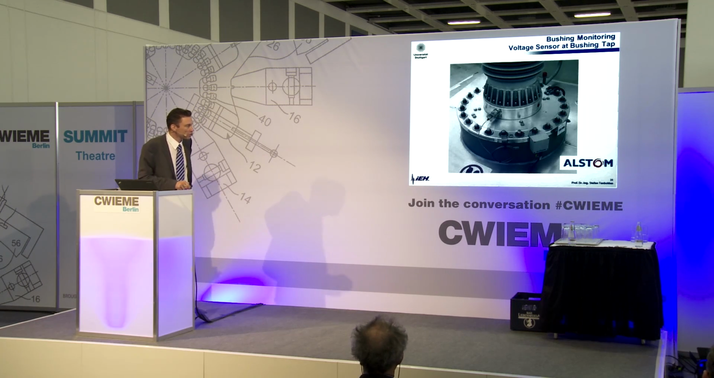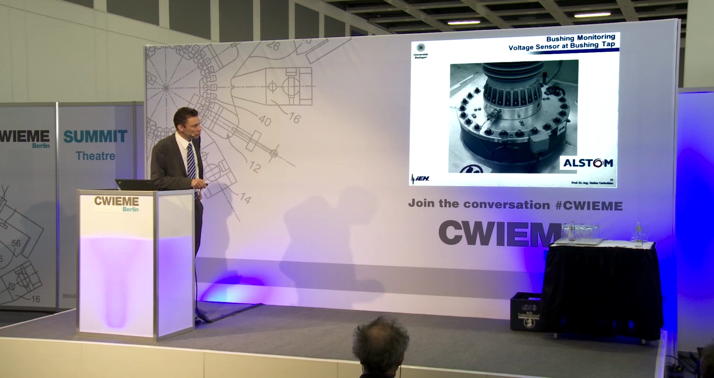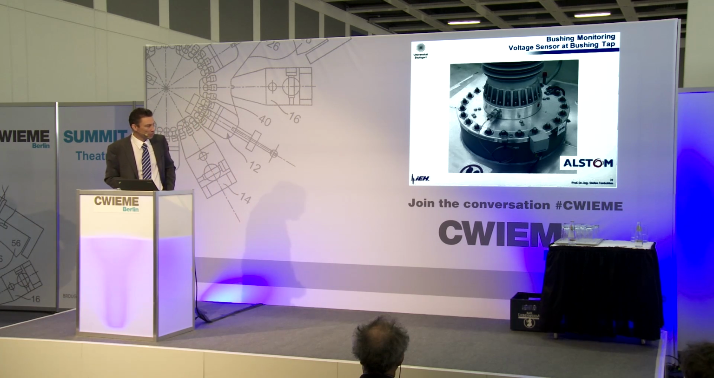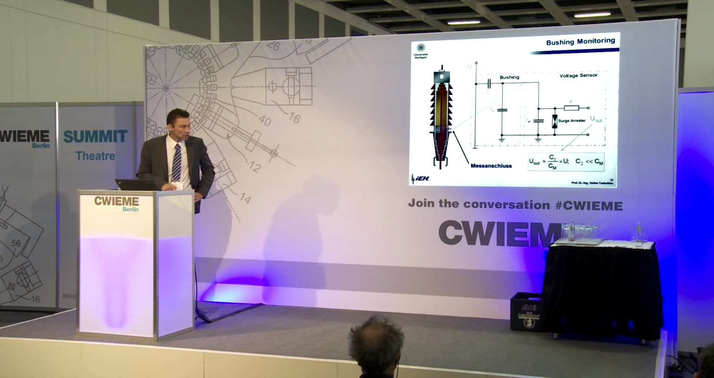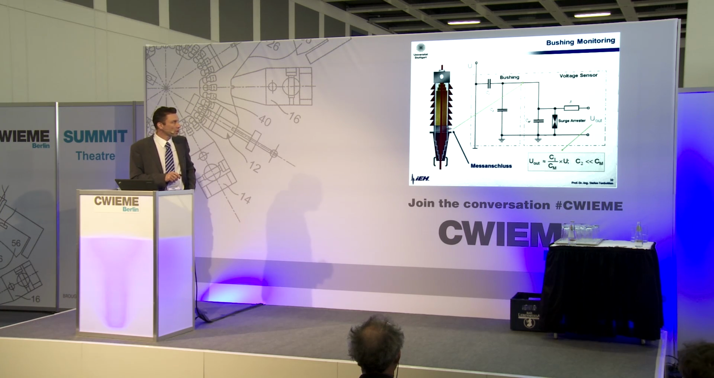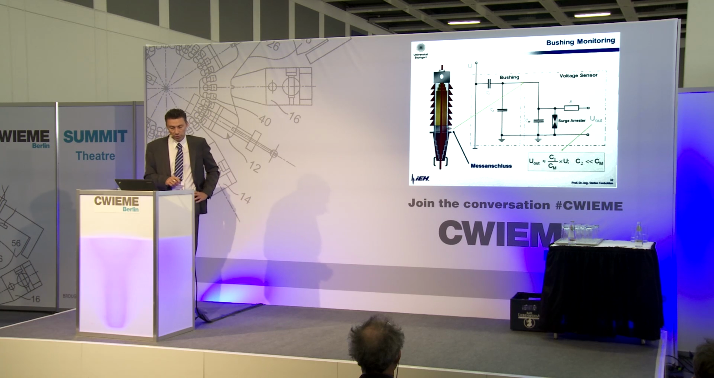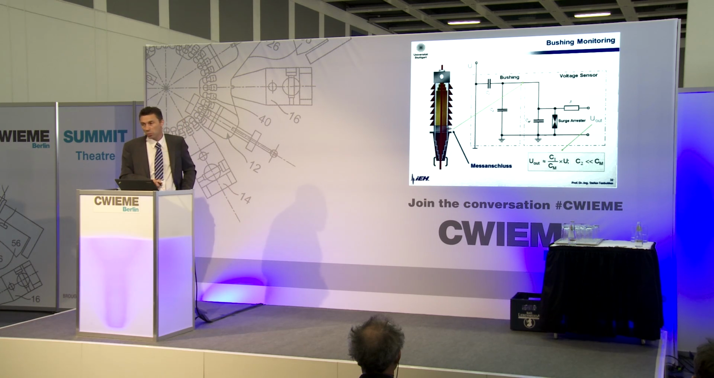Here you can see such a voltage sensor, so you have a connector to the measuring tap, and a cable to the voltage sensor. Now the question: what is the voltage sensor? You can see that here. You have the bushing capacitance C1, and then you connect this voltage sensor, and in this voltage sensor you have a second capacitor, and both capacitances mean you have a voltage divider. The output voltage of this voltage divider is of course dependent on the grid voltage, but secondly also on this capacitance C1.